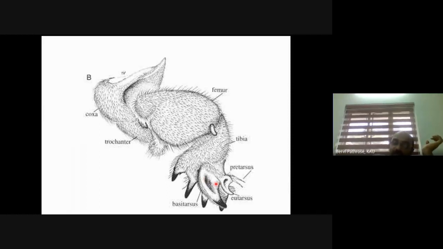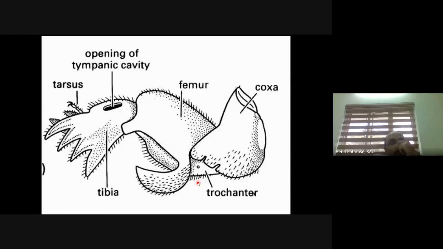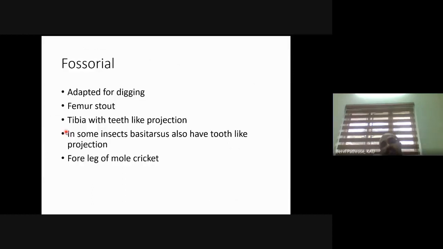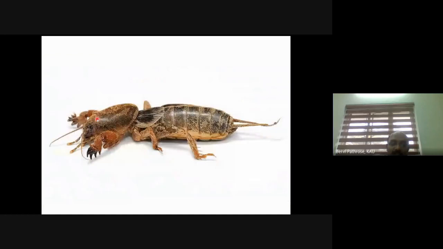So the tarsal segments may also have spine-like projections. That is in some insects, but normally the tibia has spine-like projections. So the tibia has spines, and the tarsus also has spines. The femur is stout, as I told you, the tibia has tooth-like projections, and in some insects the basitarsus, the first tarsal segment, also has tooth-like projections, as seen in the forelegs of the mole cricket. This is the foreleg of the mole cricket, you can see it over here.